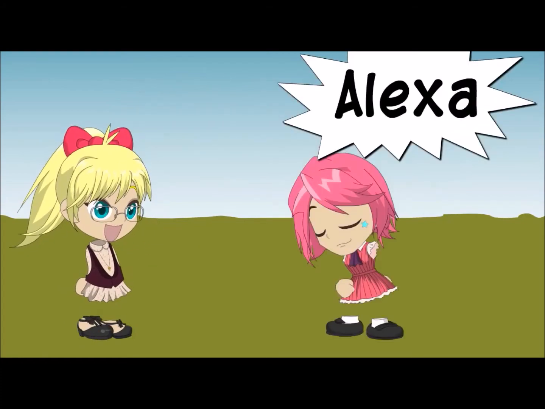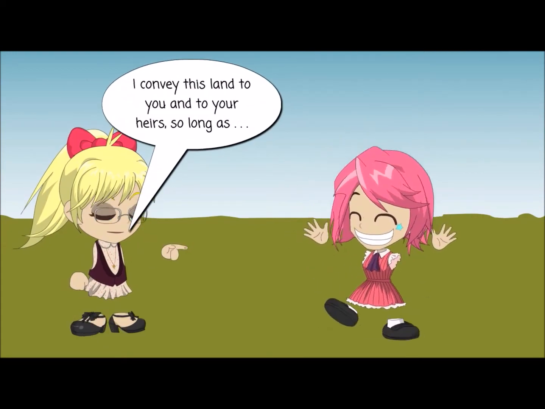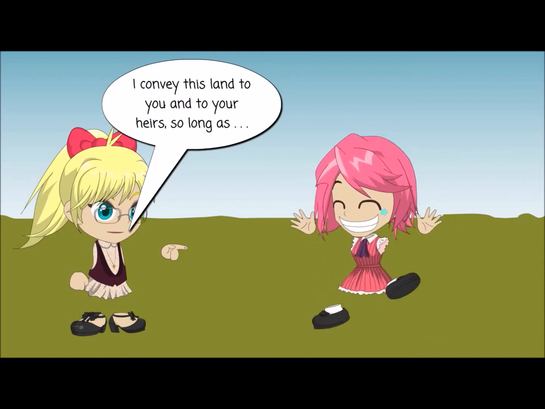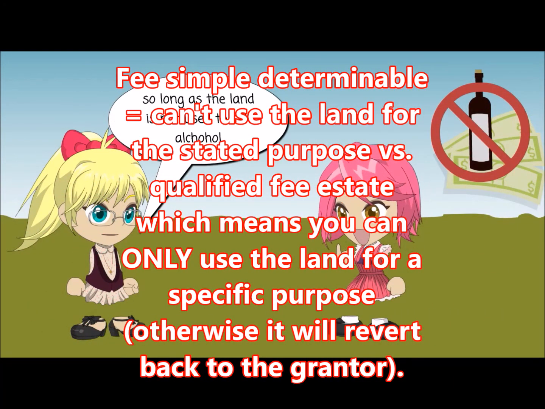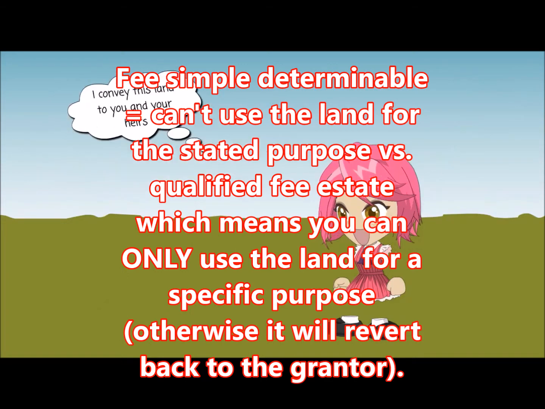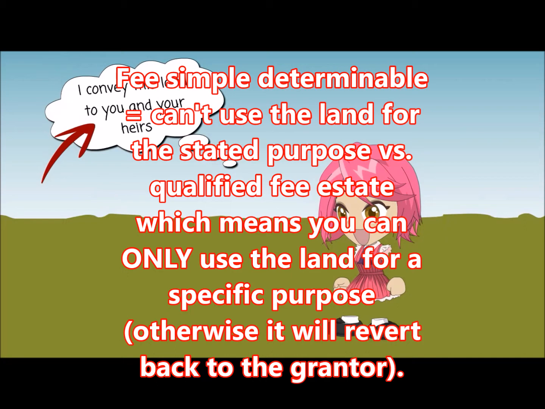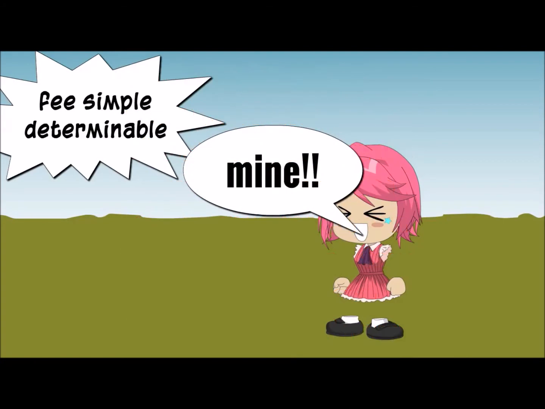And Glenda has a young friend named Alexa. Glenda gives the land to Alexa with the words, "I convey this land to you and to your heirs so long as the land is not used to sell alcohol." We would now say Alexa has an interest in the land, an estate called a fee simple determinable. The language "I convey this land to you and your heirs" means Alexa has the land, and her fee simple determinable interest gives her almost all possible rights in the land.